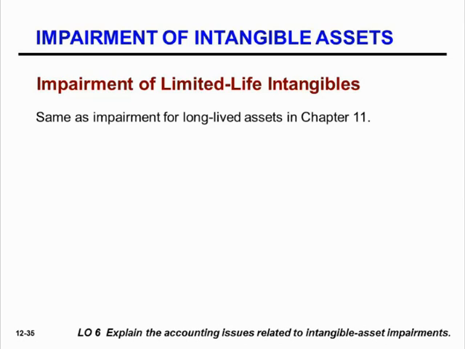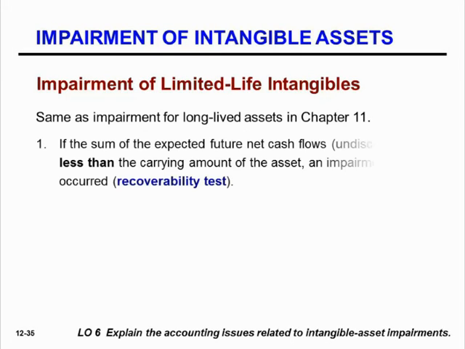The rules that apply to impairments of property, plant, and equipment as discussed in Chapter 11 also apply to limited life intangibles. A company should review limited life intangibles for impairment whenever events or changes in circumstances indicate that the carrying amount of the asset may not be recoverable. In performing this recoverability test, the company estimates the future cash flows expected from use of the assets and its eventual disposal. If the sum of the expected future net cash flows is less than the carrying amount of the asset, an impairment loss has occurred.